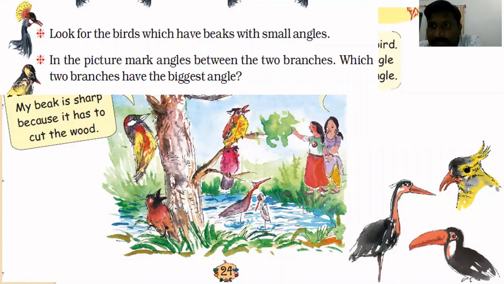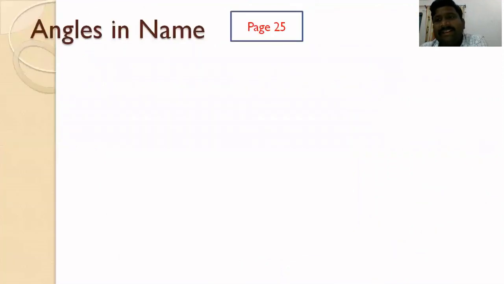It will be good if you go around your park or your room or chair and try to find out different angles and see whether it is 90 degree, more than 90 degree, or less than 90 degree. More than 90 degree is obtuse angle, less than 90 degree is acute angle, and 90 degrees is right angle. So try to find out different angles at your home, in garden, in school, everywhere you can go. Okay, next. Angles in name.